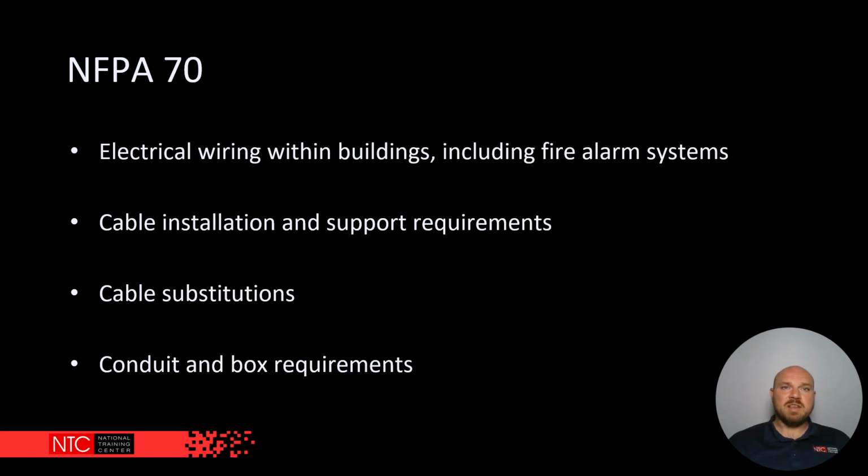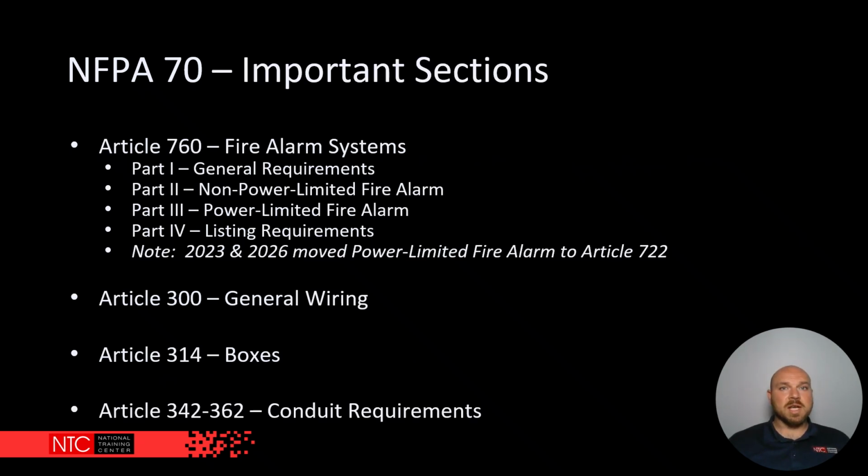Now, NFPA 70 tells us the information about our wiring, the electrical wiring within buildings, including fire alarm systems wirings. It's going to tell us cable installation, supporting requirements, cable substitutions, conduit and box requirements. NFPA 70 is for all things wire related. Now, some important sections when it comes to the NEC, what we call NFPA 70 out in the field.